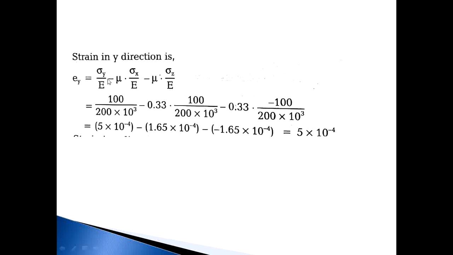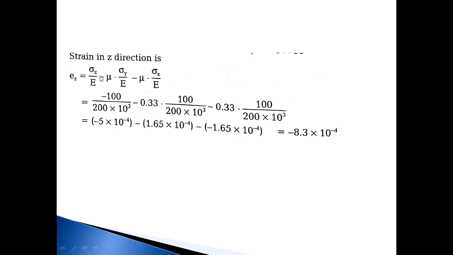Then strain in the y direction. When you calculate Ey, sigma y by E is the linear strain, and x and z are the lateral strains. So Ey equals sigma y by E minus mu sigma x by E minus mu sigma z by E. That is 100 divided by 200 into 10 raised to 3, minus 0.33 into 100 divided by 200 into 10 raised to 3, minus 0.33 into minus 100 divided by 200 into 10 raised to 3. The minus sign indicates compression. Simplifying this equation, we get 5 into 10 raised to minus 4.